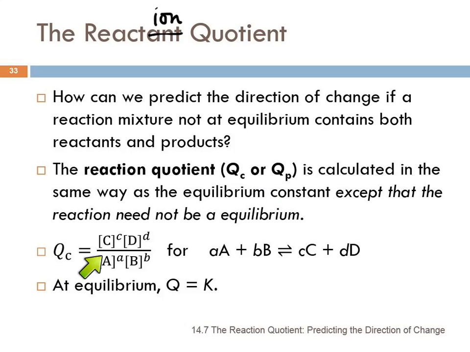So QC is going to equal the concentration of the products raised to the powers of their coefficients divided by the reactants. At equilibrium, that reaction quotient will equal the equilibrium constant because all the concentrations will be the equilibrium concentrations.